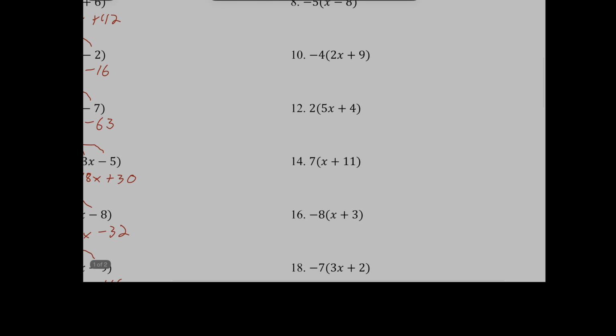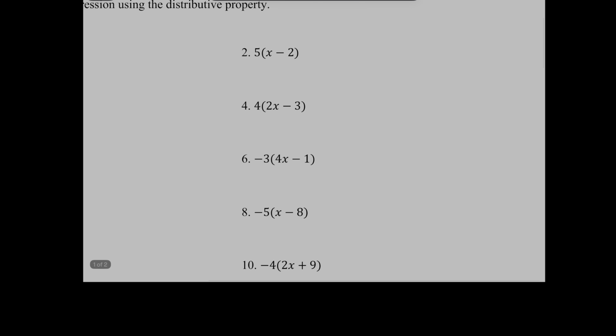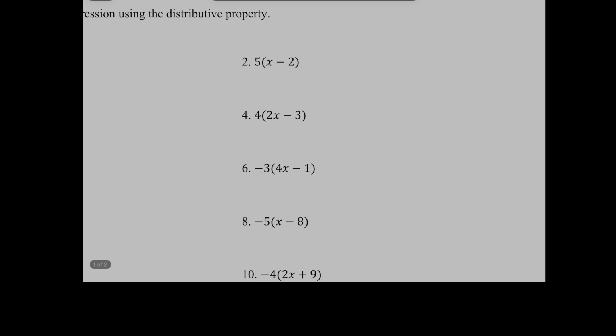All right, let's go to the other columns. I know I kind of did all the odds. Now I'm doing the evens. Maybe not exactly the way I should have gone. I'm not doing it in order, but that's okay. Okay, so let's go. 5 times x is going to be 5x. And 5 times a negative 2 is negative 10. 4 times 2x is 8x. Positive 4 times a negative 3 is a negative 12.